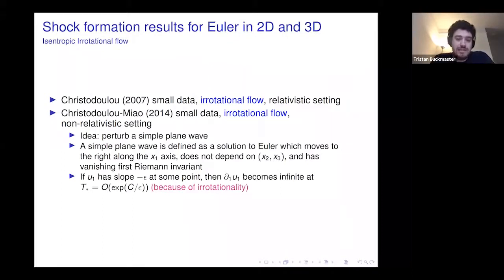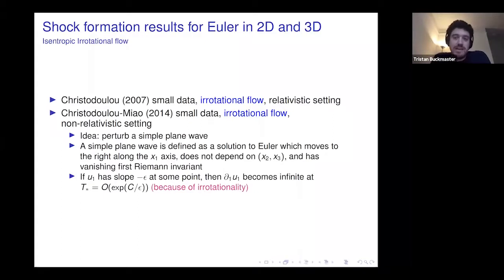So Christodoulou in 2007 showed that for small data, irrotational flow shocks form, and this was first done in the relativistic setting, and then in the non-relativistic setting with Miao. The idea is to perturb a simple plane wave. A plane wave causes a shock, and you want to perturb it in a non-trivial way in 2D and 3D, and show the same sort of phenomenon happens.